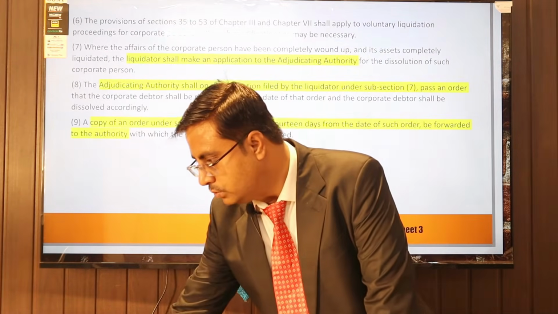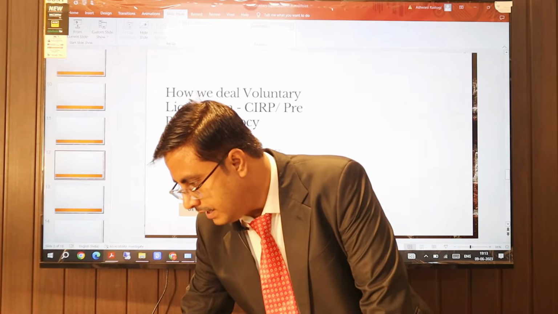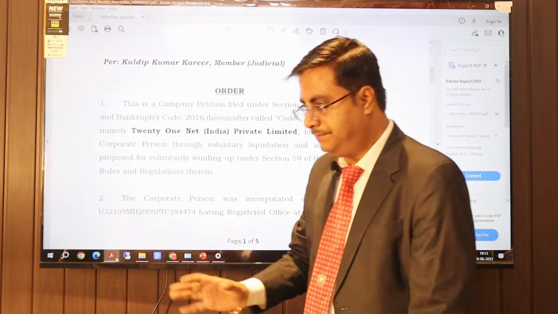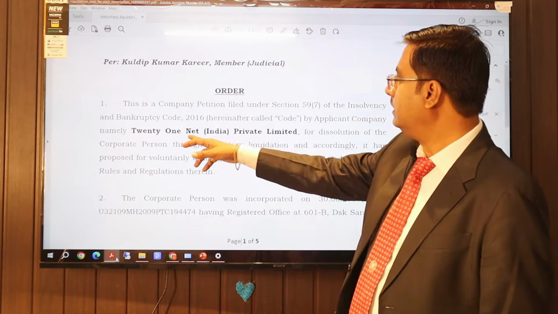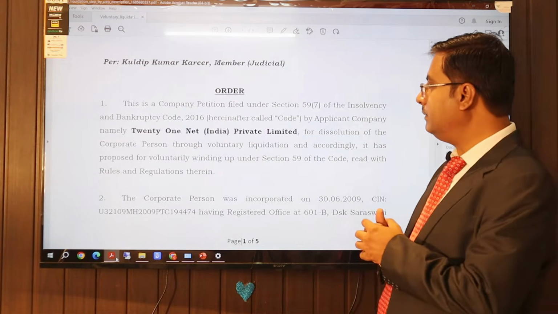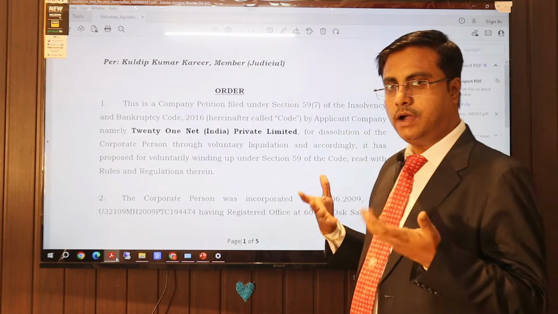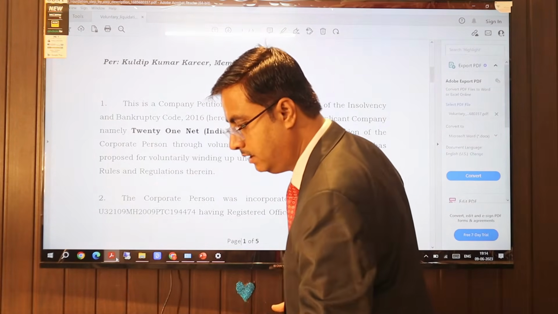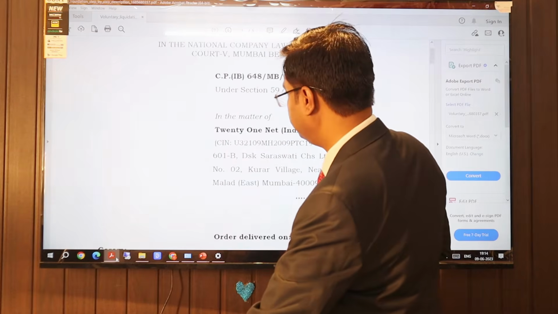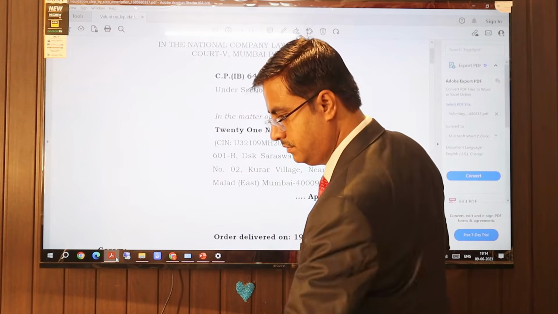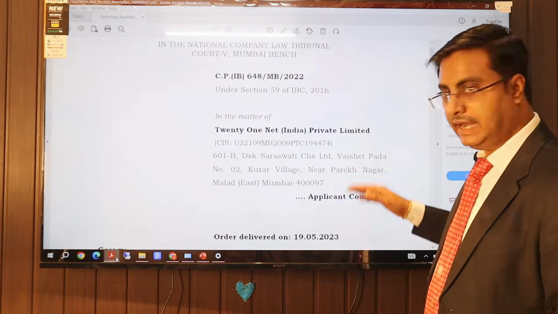Now I come to an order recently in a case of 21 Net India Private Limited. This order is for understanding of more detail for regulation. Slide.